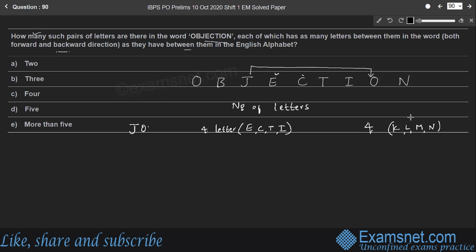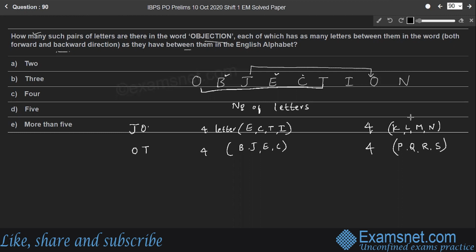And the second pair, we can consider O and T, OT pair, such that the number of letters between them is 4. They are B, J, E, and C, right? In the original alphabetical series after O, it comes P, Q, R, and S. There are 4 letters in the original alphabetical series, right?